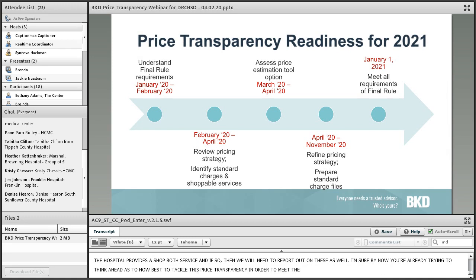So in addition to these DRGs, there are also several other procedures that range from physical therapy, endoscopies, and C-sections. So again, the idea is to determine if the hospital provides a shoppable service, and if so, then we'll need to report out on these as well.